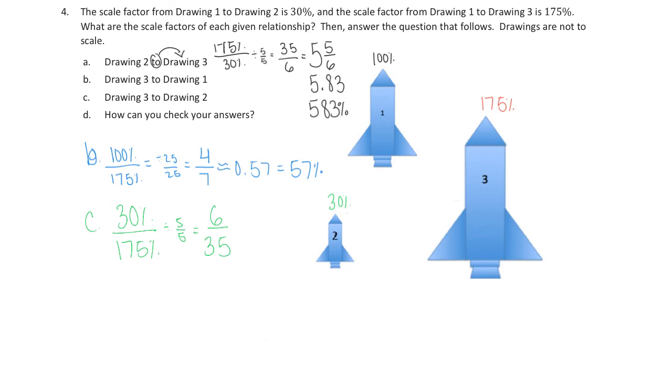So now go ahead and plug this into your calculator. We want to round to the nearest hundredth, and that's going to give us 0.17, so 17 hundredths. And when we write this as a percent, we're going to get 17%.